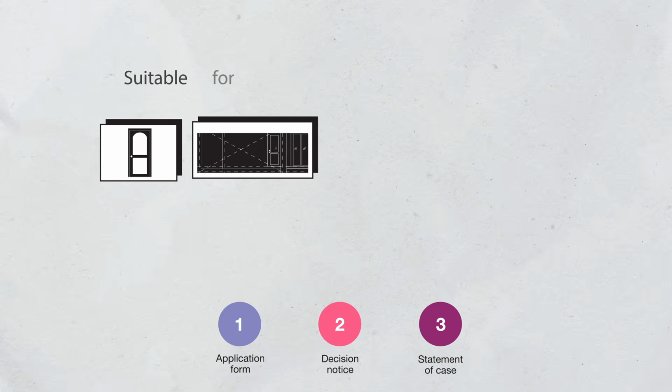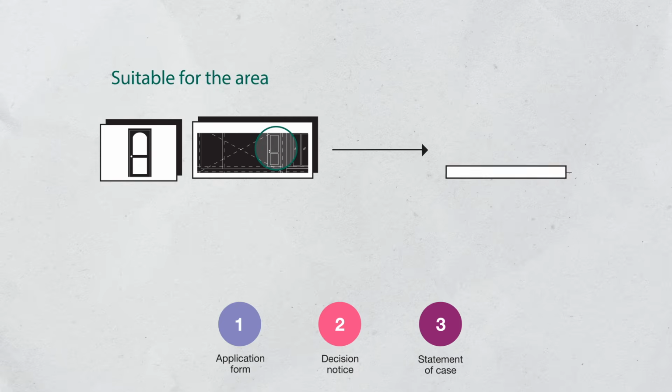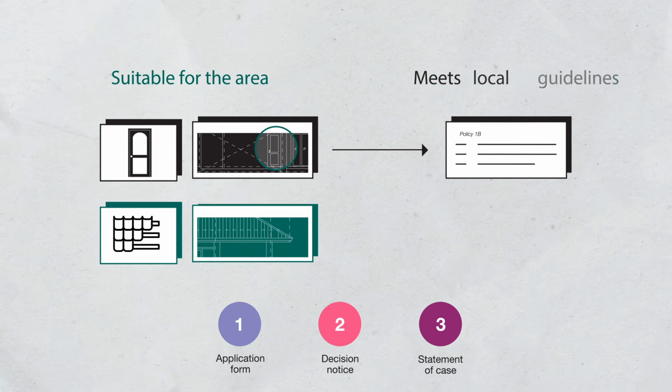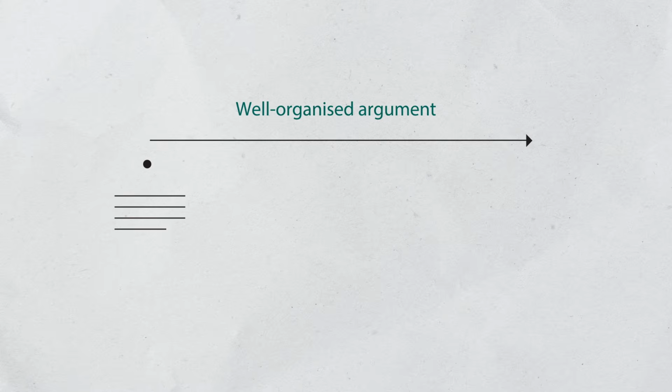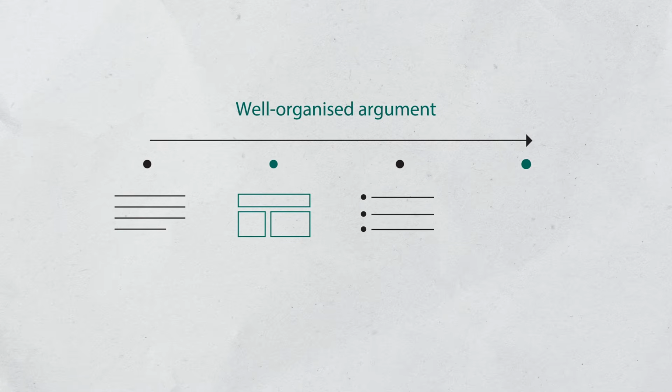Focus on explaining why your development would be suitable for the area and how it meets local guidelines. Keep to practical reasons rather than personal circumstances. A brief, clear, well-organised argument is best. You don't need to repeat information from your original application, as the inspector will already have this.